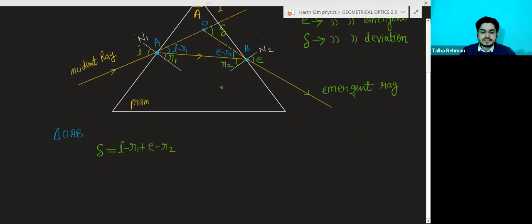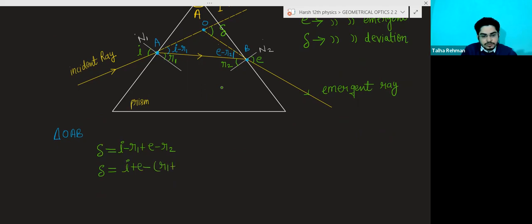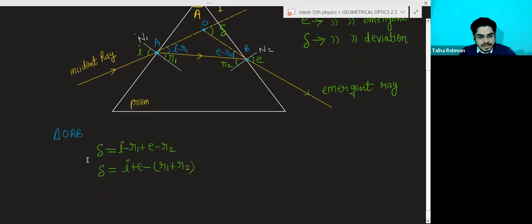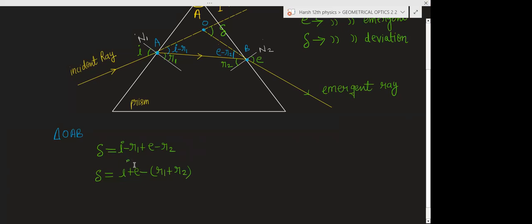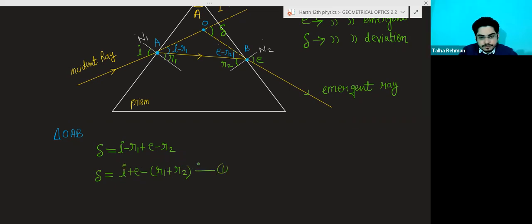So delta can be written as I plus E minus of R1 plus R2. Okay, so this we can write for the delta. This is, suppose, equation number 1.